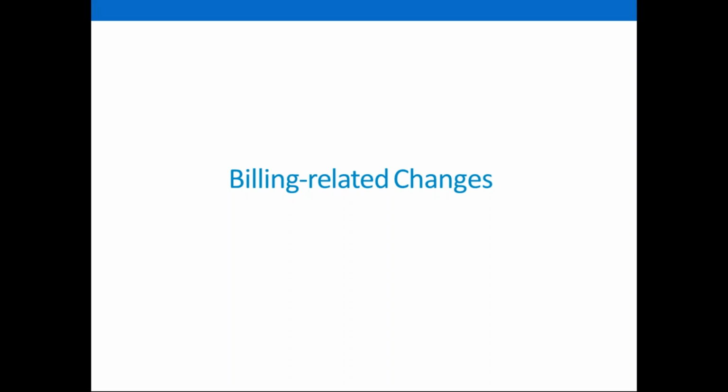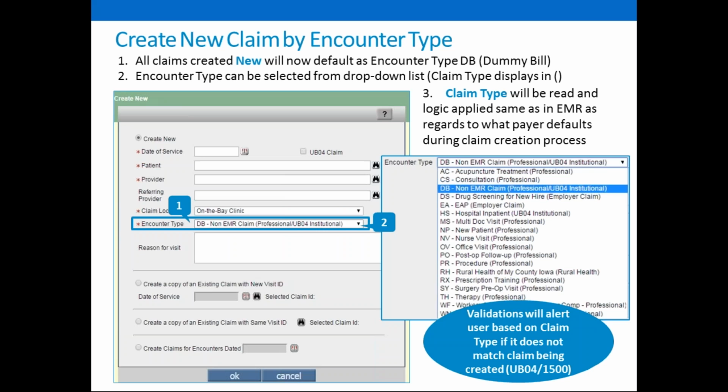Now, getting specifically into claim-related changes on the billing side. When it comes to creating a new claim in your billing module, meaning it does not auto-create from an EMR encounter. Previously, the encounter type would be blank, so you always had to choose one. Now, if you want to use an existing encounter type for your internal statistical purposes, of course, you still want to do that through the pick list.